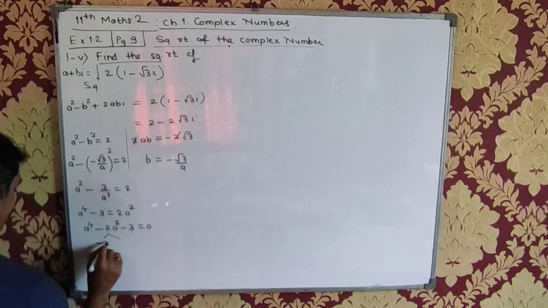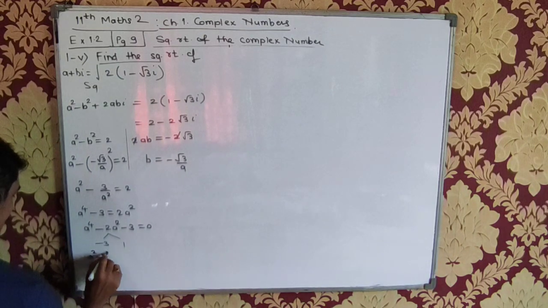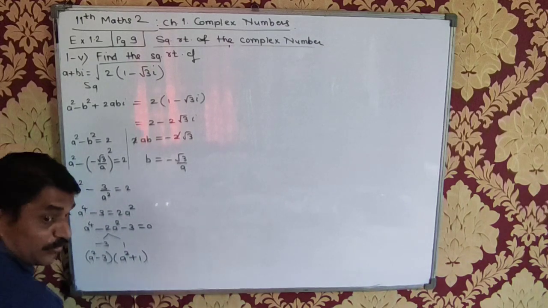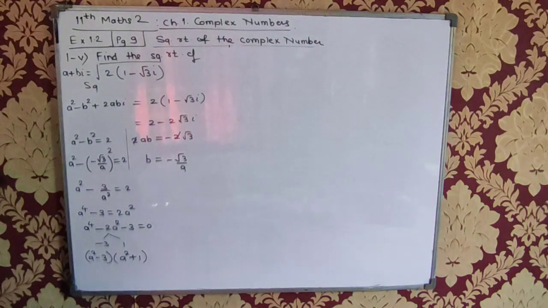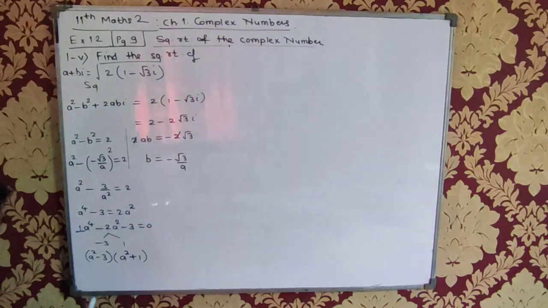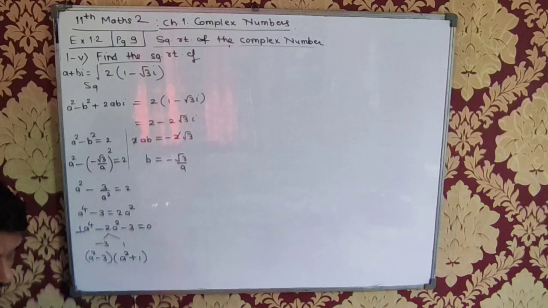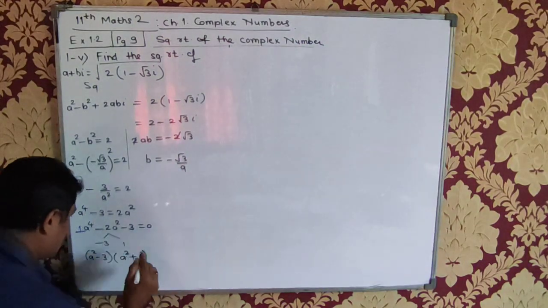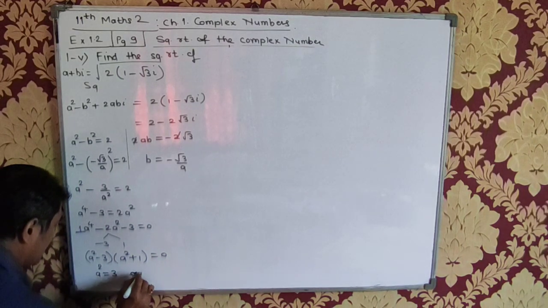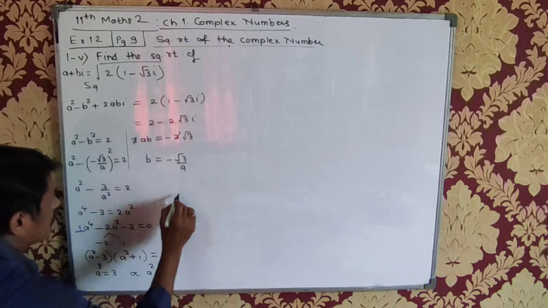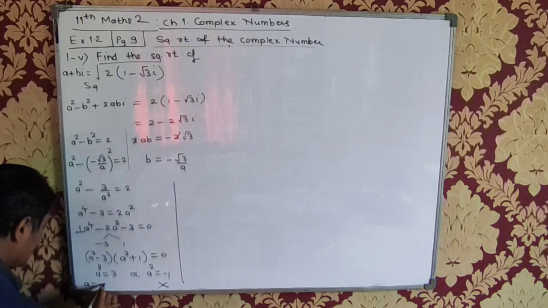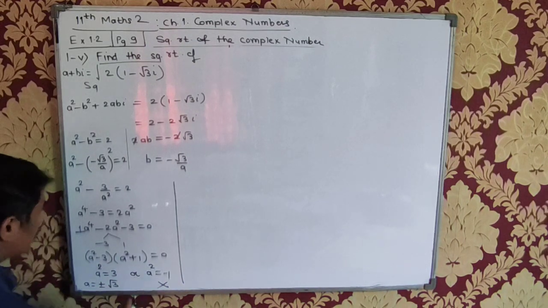So factors of 3 and 1 are a square minus 3, a square plus 1. You can write this directly if and only if this coefficient is 1. I hope you know this. If this coefficient is not 1, then you have to multiply. So a square is equal to 3 or a square is equal to minus 1. This is rejected. So a is equal to plus or minus root 3.